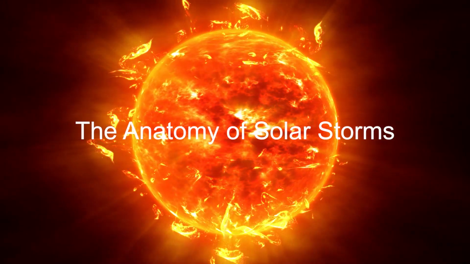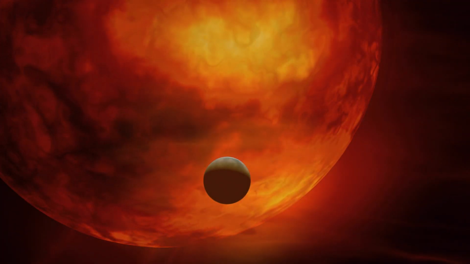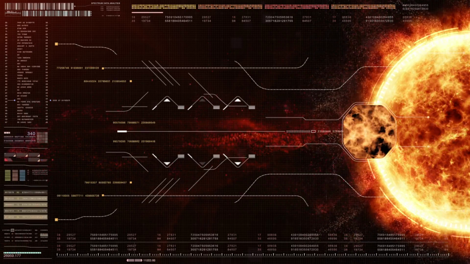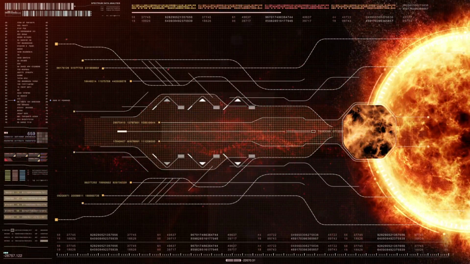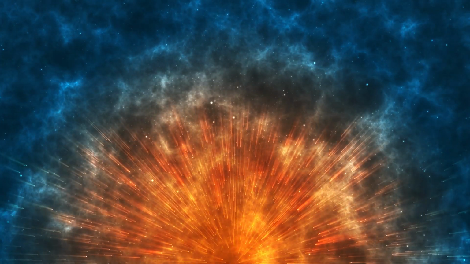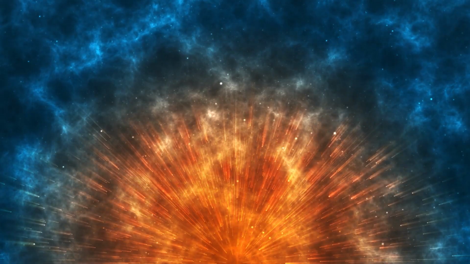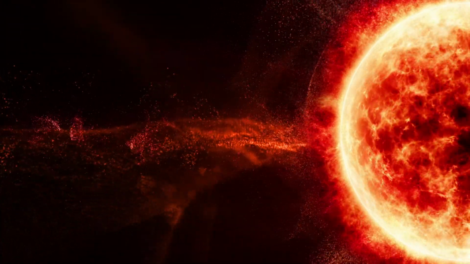The anatomy of solar storms. Solar storms can take various forms, but two of the most destructive phenomena are solar flares and coronal mass ejections. Solar flares are sudden eruptions of magnetic energy on the Sun's surface, releasing intense bursts of X-rays and ultraviolet radiation.